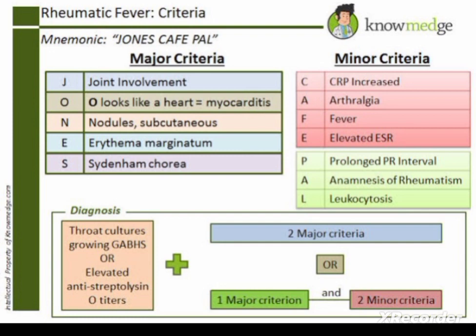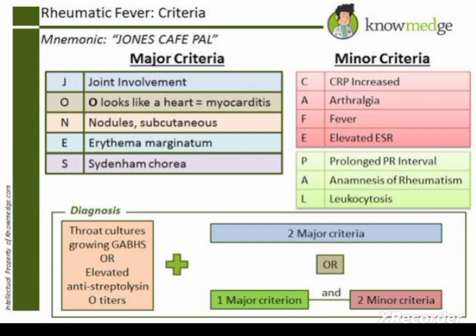Next feature is carditis. O is for heart, or myocarditis, inflammation of the cardiac tissue. And carditis may involve all the layers: endocardium, myocardium, pericardium. All these layers will be infected. There will be an inflammatory response related to rheumatic fever. That's why we are saying rheumatic pancarditis.